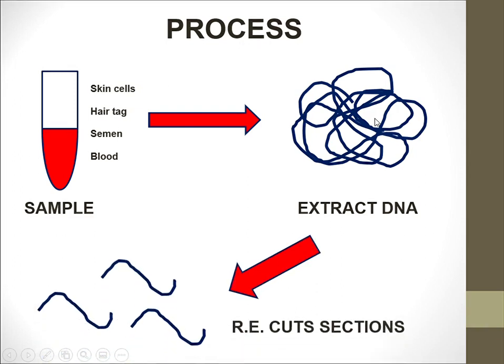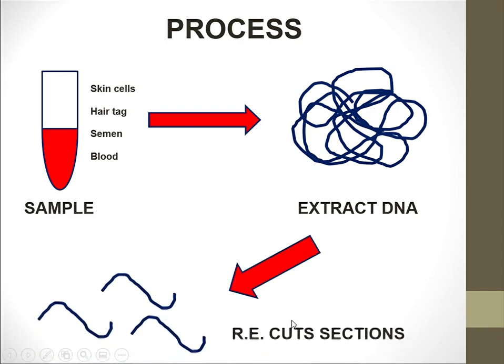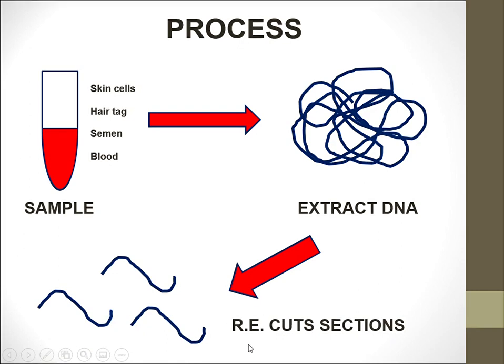So what we do is we use restriction enzymes. So this is RE, restriction enzymes. Basically they are the scissors of enzymes. They can go and locate specific areas, and they can sever the link so that I'm only left with these highly variable non-coding DNA sections. Okay, so that's the first part.